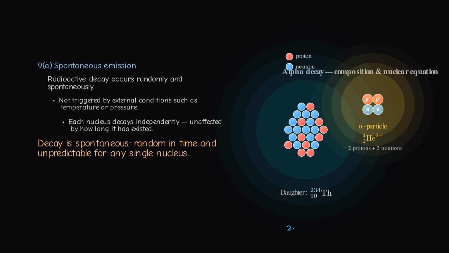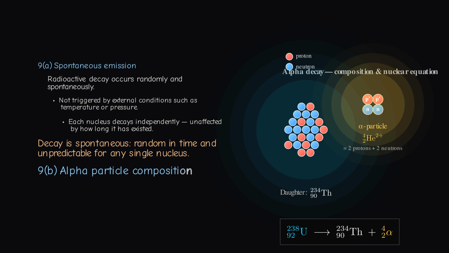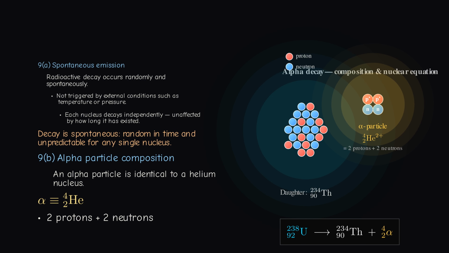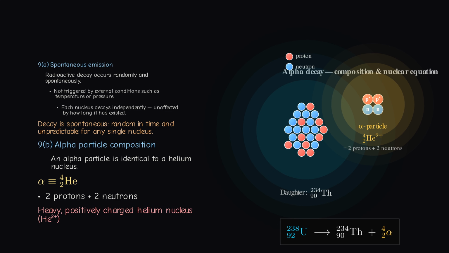9b. Alpha particle composition. An alpha particle is identical to a helium nucleus. It consists of 2 protons and 2 neutrons. Alpha particles are heavy and positively charged.